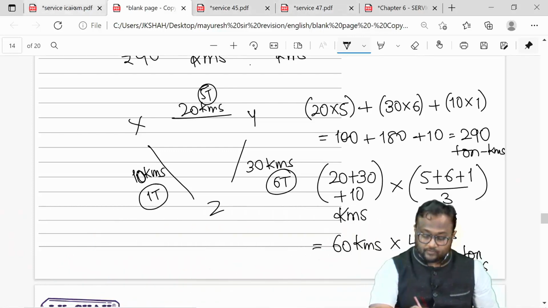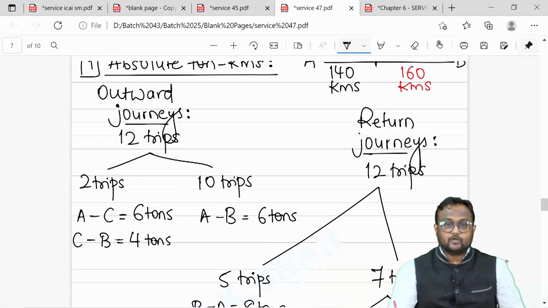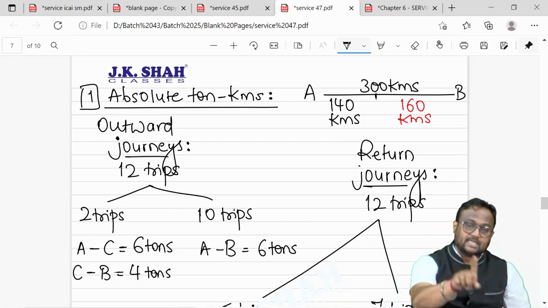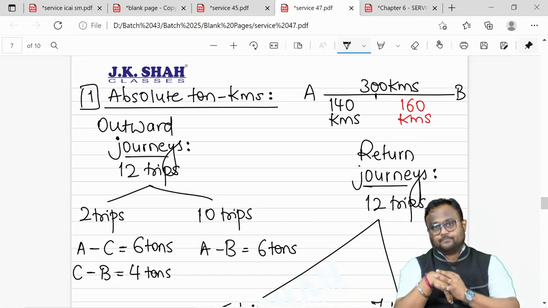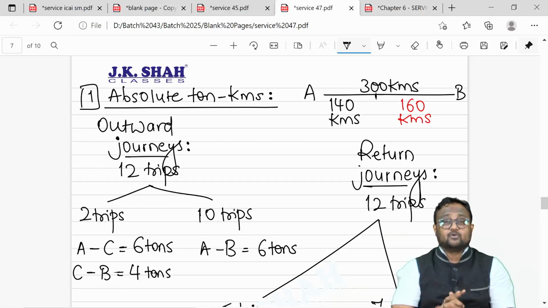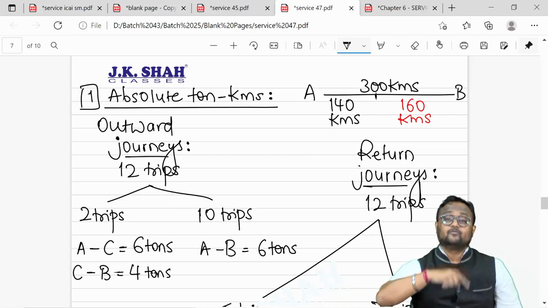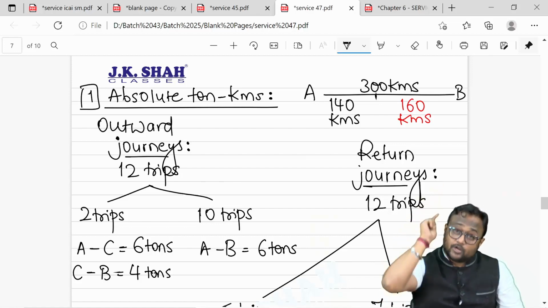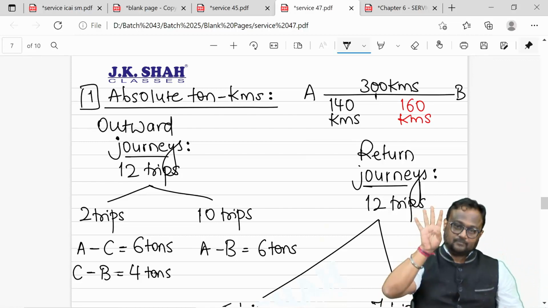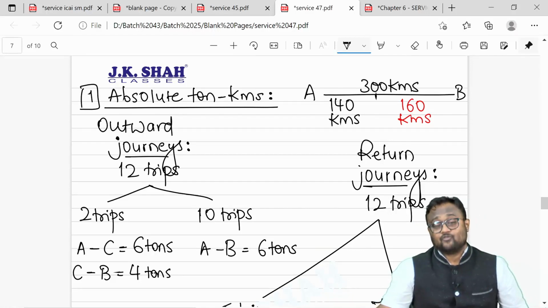Same. So here we were supposed to calculate passenger kilometers. So 12 journeys were there. In the first 2 journeys, you started your journey with 6 tons from A. You dropped 2 tons at C. So from A to C, you carried a full load of 6 tons. At C, you unloaded 2 tons, so you were left with 4. So from C to B, you must have traveled with 4 tons. Since there is a change in the load, I have to break the journey.